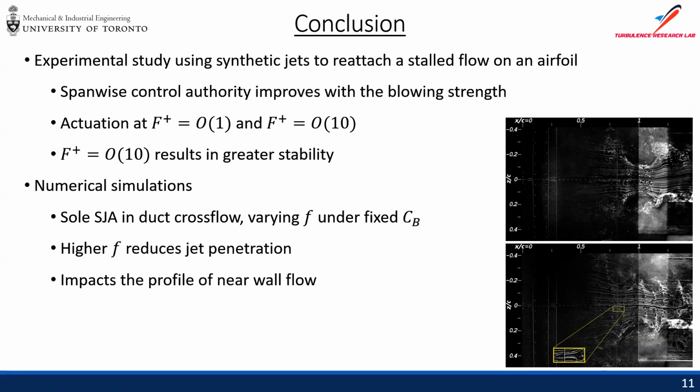simulations on a single circular SJA in a duct cross-flow. We fixed the blowing ratio and then looked at it by adjusting the actuation frequency. We saw that higher actuation frequency resulted in less penetration of the jet column. It also seemed to affect the profile of the near wall flow, but it doesn't seem to impact the magnitude significantly. Thank you for listening.